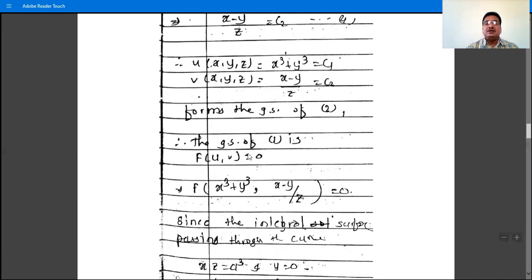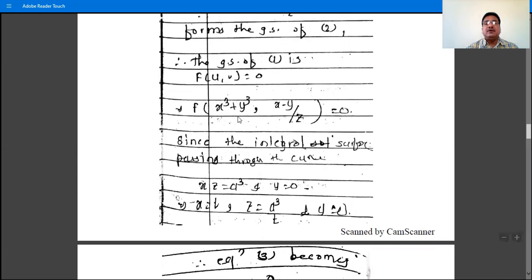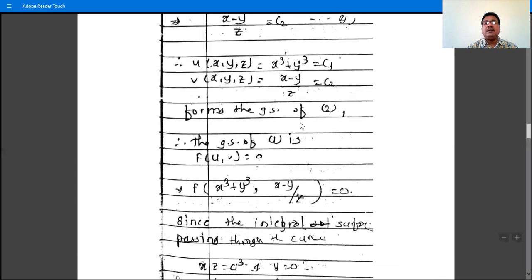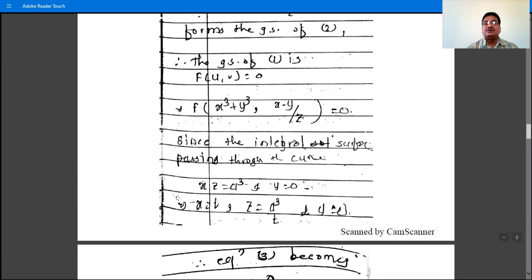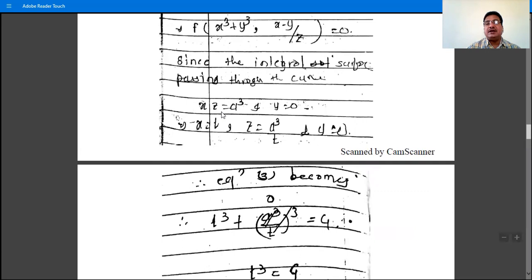And then the general solution of equation 1 is what? F of u, v is equal to 0. So f of (x cube plus y cube, x minus y by z) is equal to 0. This is the integral surface of equation number 1. Now we have to find the integral surface passing through the curve xz.